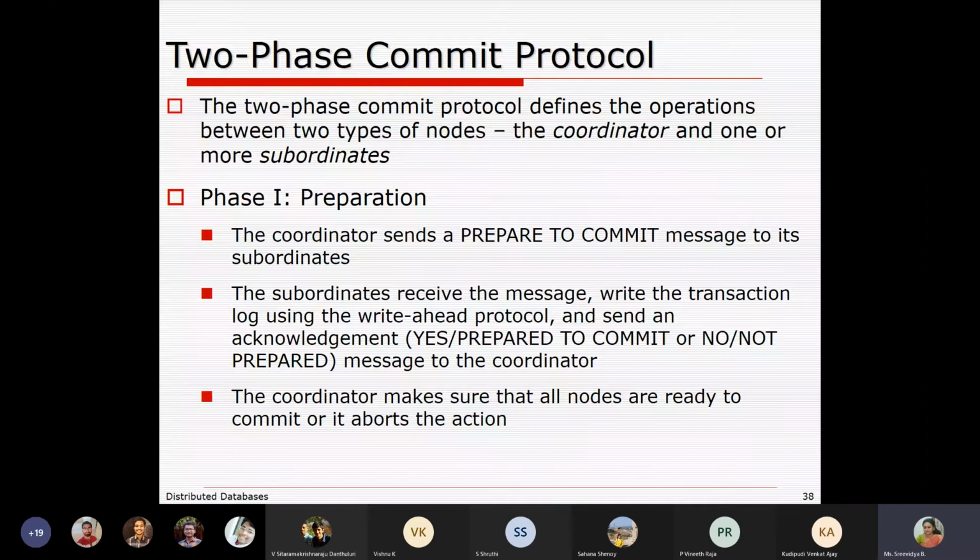Then the subordinates, upon receiving the message, write the transaction log using the write ahead protocol and send an acknowledgement saying that I am ready to commit or not prepared. So the coordinator gets back the responses from all the subordinates. Say for example, you have 3 subordinates, and all of them say yes, we are ready to commit. That information is already written into their log. They have not committed yet, but only the log entry has been made.